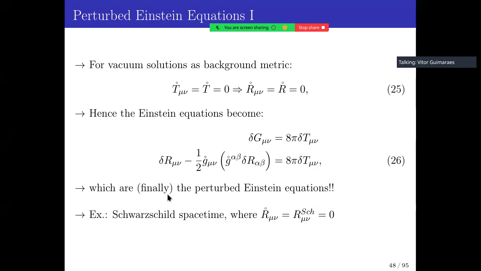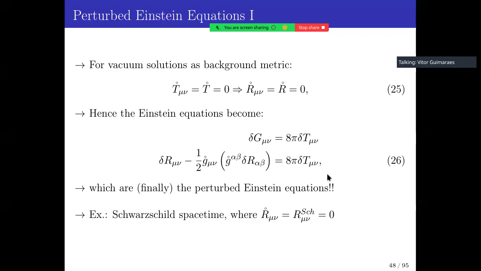All right. So Schwarzschild spacetime, we have this, right? We have R mu nu ring equal to R mu nu Schwarzschild is equal to zero. Okay. So this is an example in which these equations will be valid when we do perturbations in Schwarzschild spacetime. This would be the equations that we'll be looking at.